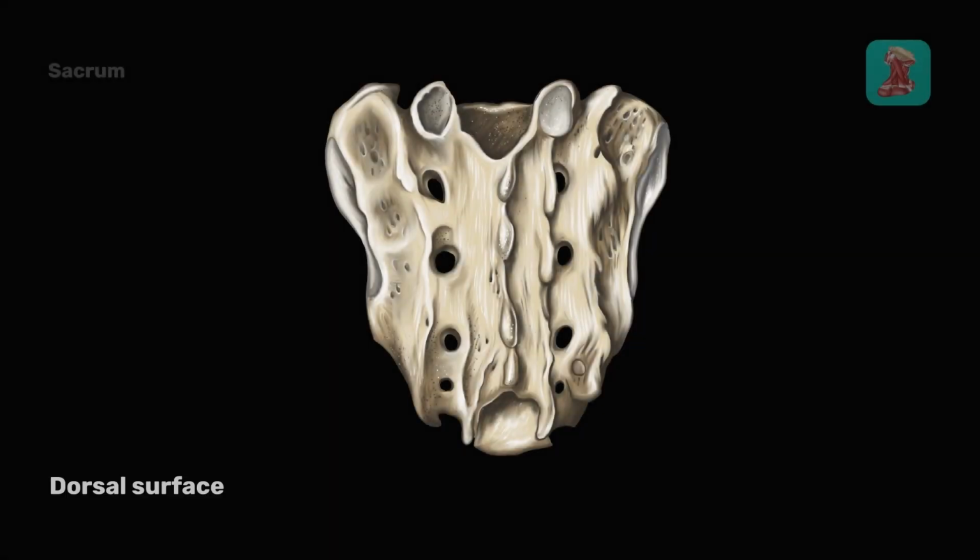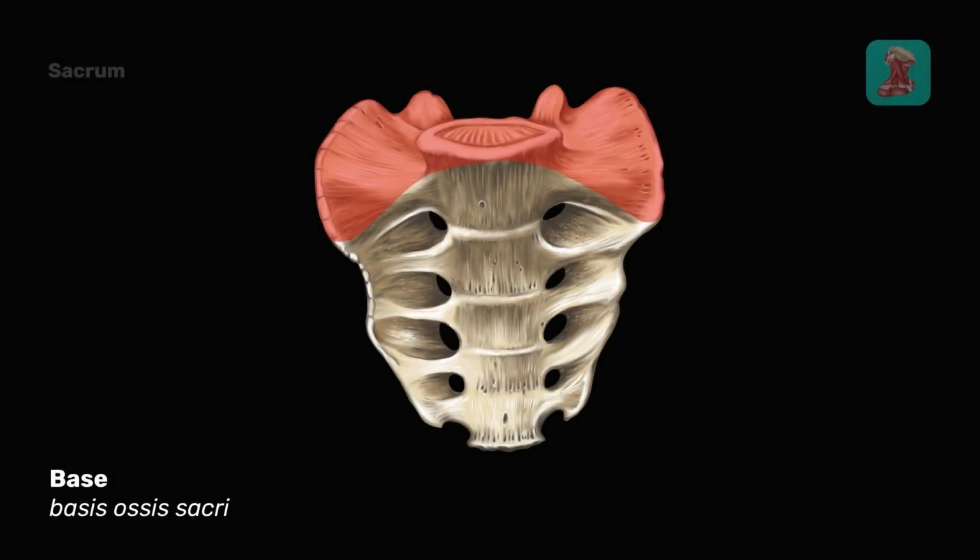It also has a dorsal surface. Since the sacrum is triangle-shaped, it has a base and apex and 2 lateral parts. On the inner surface, we see the most protruding point, the promontory.